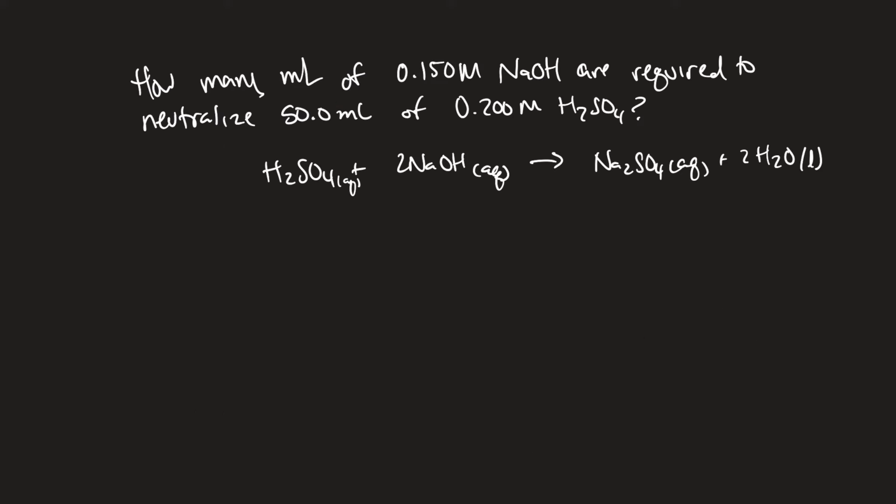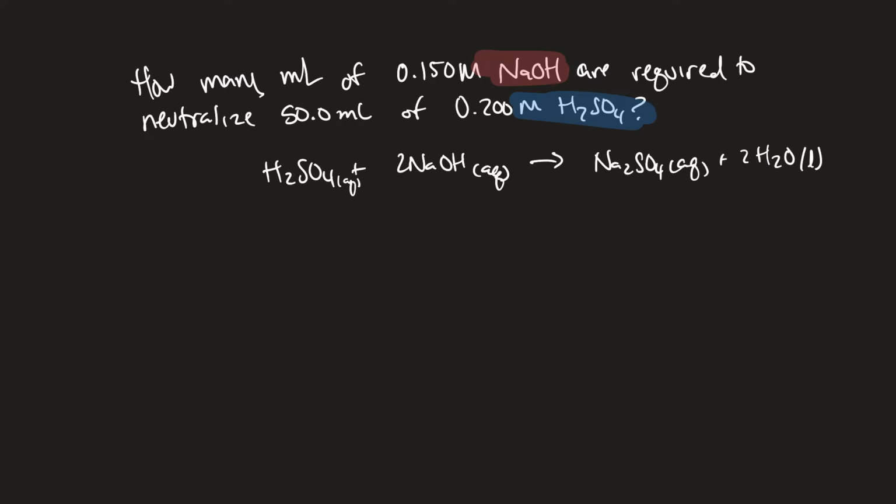So let's look at this example problem. How many milliliters of a 0.150 molar NaOH are required to neutralize 50 mL of a 0.200 molar H2SO4? The balanced neutralization reaction is shown: H2SO4 plus 2 NaOH yields Na2SO4 plus 2 H2O. One thing you need to quickly realize is that you're dealing with a monoprotic base but a diprotic acid, so it's best to go into normality so that we can normalize it, and it'll be easier to figure this out.